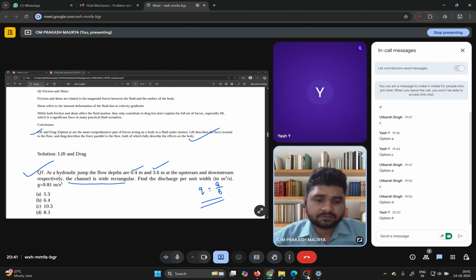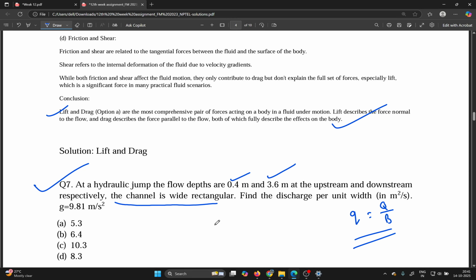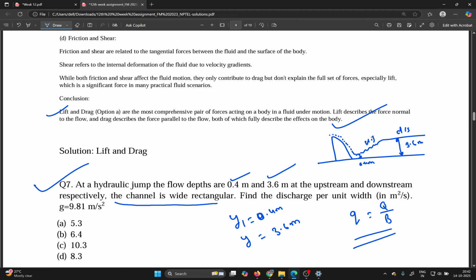Okay, so let me just discuss. Here you have the values of the hydraulic jump flow depths. In the question, y1 is equal to 0.4 meter and y2 is given as 3.6 meter, upstream and downstream respectively. Let us suppose one case of a spillway, where a hydraulic jump is coming. Upstream, before the hydraulic jump, the depth is 0.4 meter, and after the hydraulic jump it is 3.6 meters. So this is your downstream, this is your hydraulic jump, and this is your upstream.